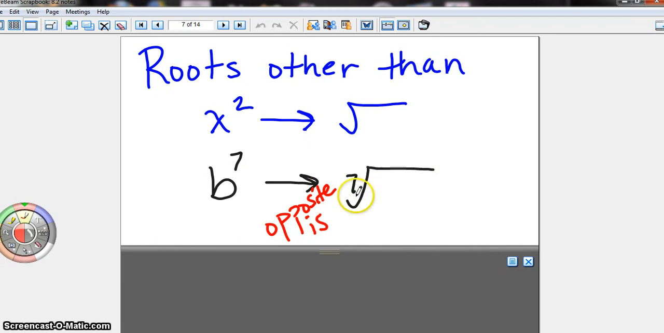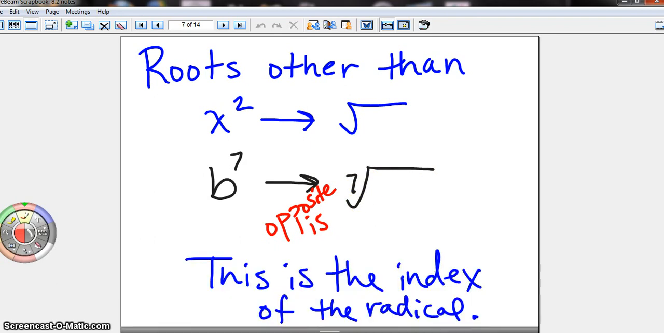So what this is called is the index of the radical. So I have a radical, just like this is a radical, but it was a square. There's an understood 2 here for the square root. If this was b to the 3rd, I would have a 3rd root. I can have a b to the 4th, and I can have a 4th root. So my index here changes. That tells me how many exponents I'm undoing.